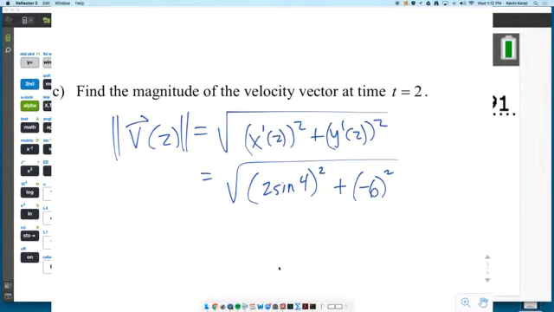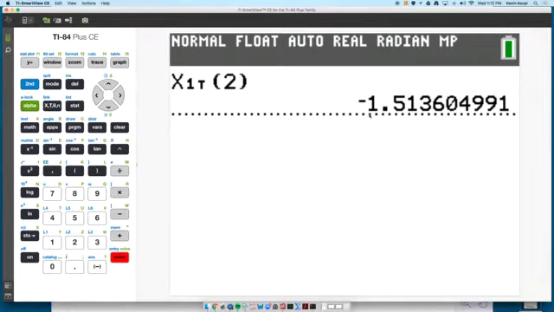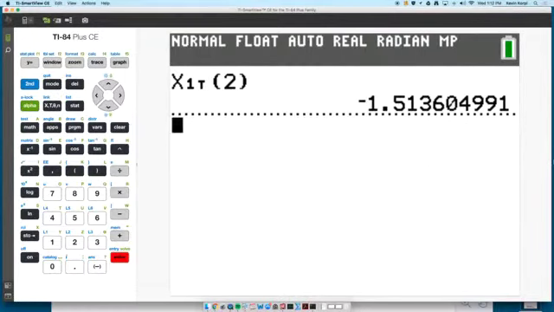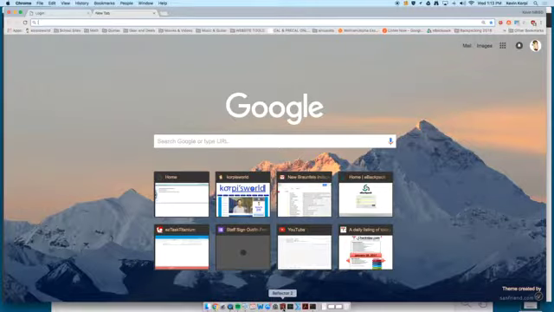If you did plug in x prime of 2 to be negative 1.513, and you went on to then simplify it, if your answer was off in the 3rd decimal, it would all of a sudden be wrong. So just be mindful that anytime you're going to use something that you've already rounded, you need to go back and either use the exact version of it or store that as a temporary variable, because you never want to use a rounded number. All right, I'll see how far we can get here before the end of class.